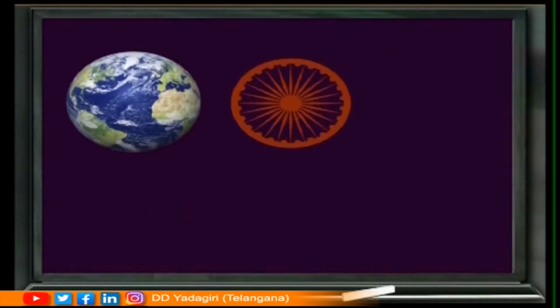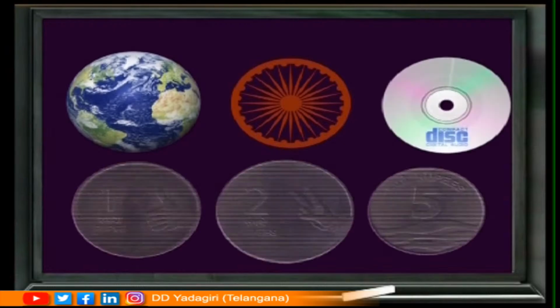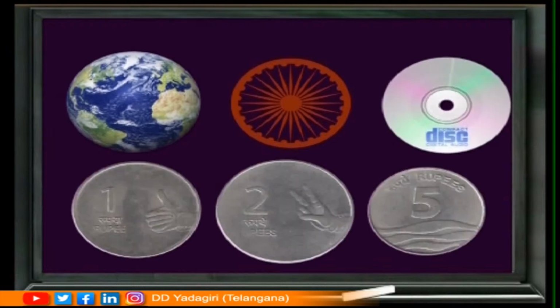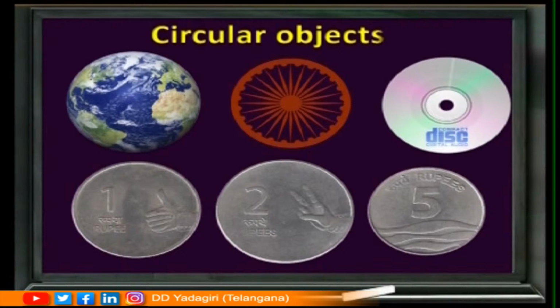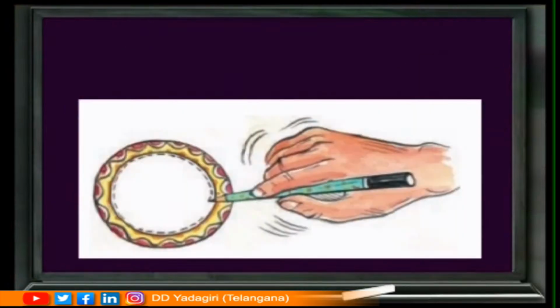Students, observe the figures. This is the Earth, this is the Ashoka Chakra, and this is a CD, and these are all different kinds of objects. So, what is the common thing in these, students? These are all circular objects. Now, let us see this.